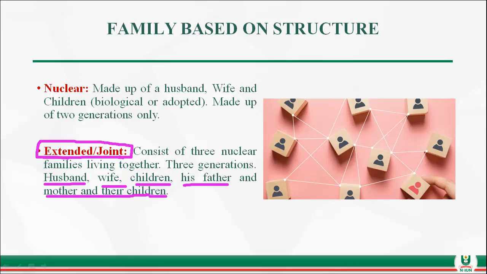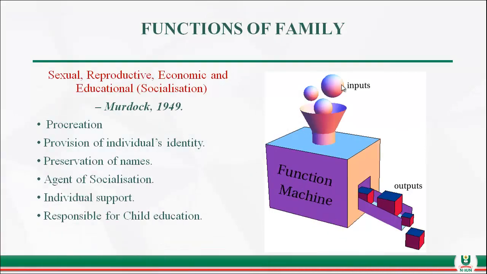All right, then let's now look into the functions of the family. We have now exhausted the types of family. So let's now look into the functions of the family. According to Murdock, 1949, he summarized the functions of the family into four types: sexual, reproductive, economic, and educational. For the educational function, it is used in place of socialization.